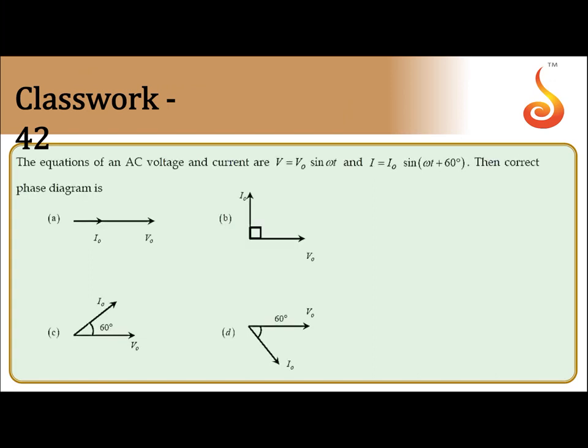Yes, we'll move on to next one. The equation of an AC voltage and current are V is equal to V naught sin omega t, I is equal to I naught sin of omega t plus 60 degree. Then correct phasor diagram is, see, it is omega t plus 60, that means current is leading the voltage by 60 degree. So here current is leading the voltage by 90 degree, so this is not correct. Here phase difference is 0, so this is not correct. Here voltage is leading current by 60 degree, so this is not correct. Here current is leading voltage by 60 degree, so it should be option C.